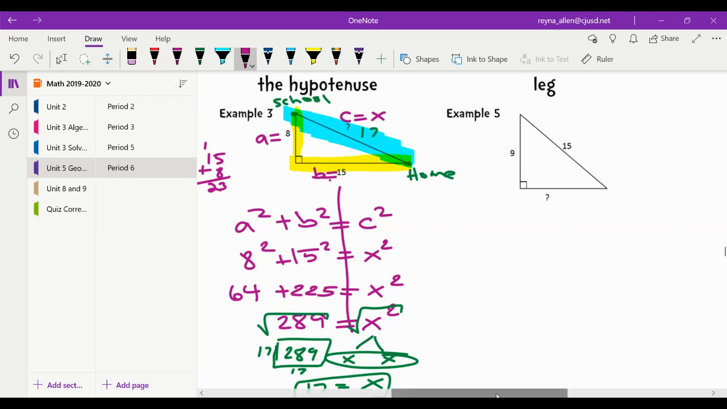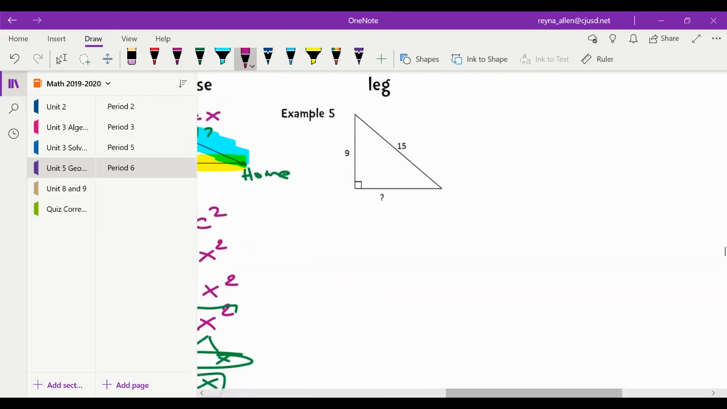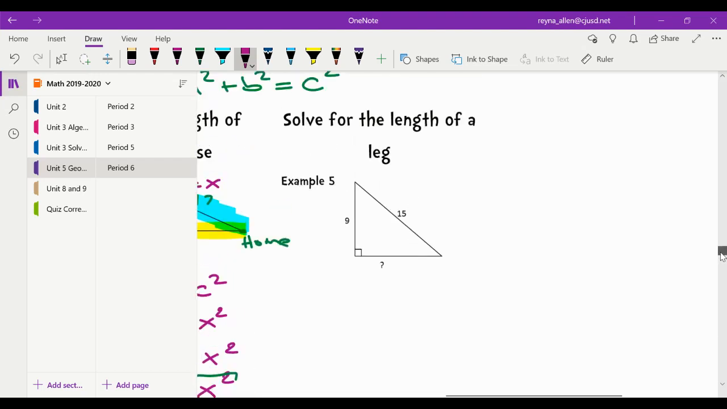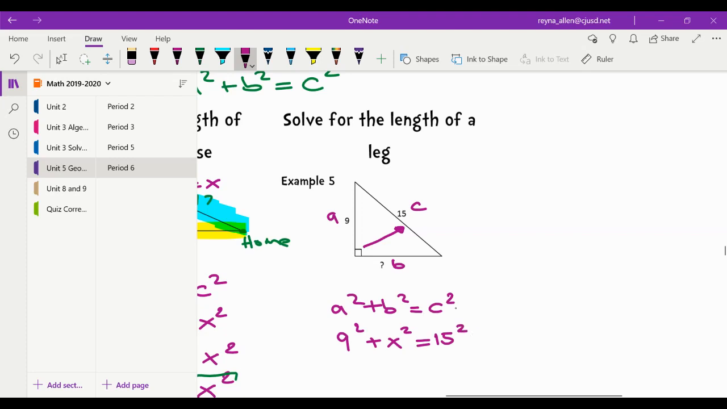All right, one last problem. This one says, find the missing leg. We're still going to use a squared plus b squared equals c squared. So we can say 9 is my a, the question mark is my b, and 15 is my c. Remember, the most important one, the one that is opposite to your 90 degrees, that is always your c. So let's substitute them in. We get 9 squared plus x squared equals 15 squared.